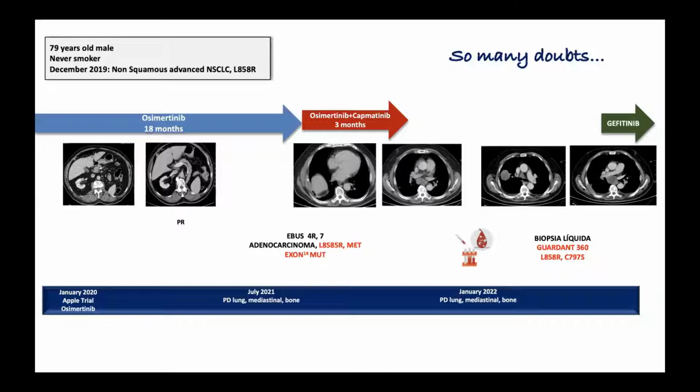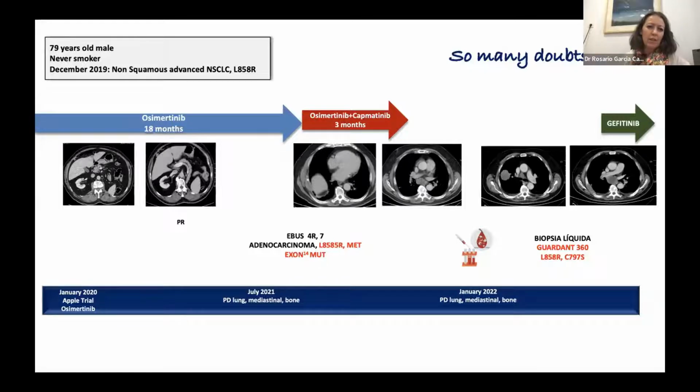Okay, very, very quick. So the first one is a 79-year-old male, never a smoker. In December 2019, he was diagnosed with a non-squamous advanced non-small cell lung cancer, exon 21 mutations. He was included in the APOL trial, and he was allocated to the osimertinib arm. He achieved a very nice partial response, with no significant adverse events, after 18 months receiving osimertinib.